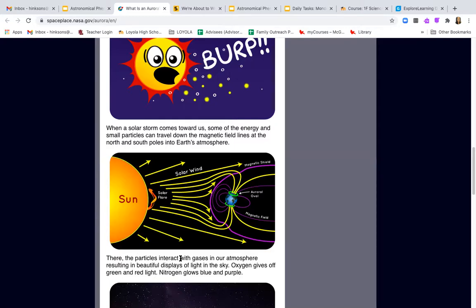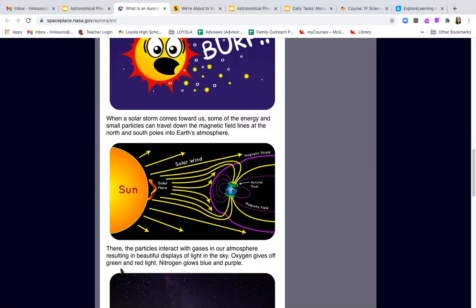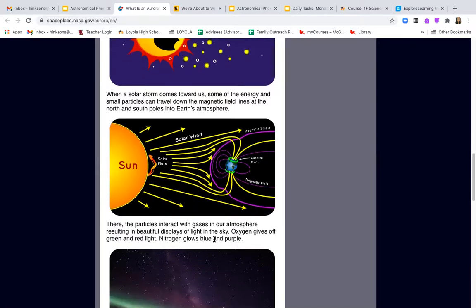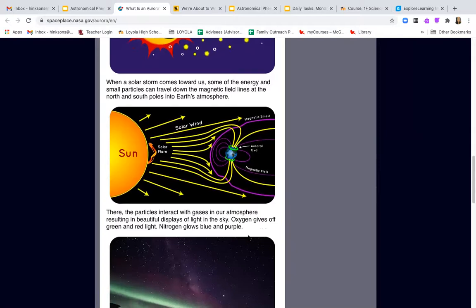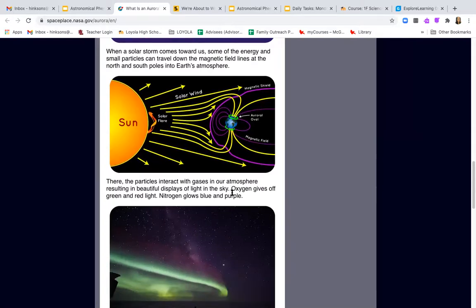There, the particles interact with gases in our atmosphere, resulting in beautiful displays of light in the sky. Oxygen gives off green and red light. Nitrogen glows blue and purple. So these are gases, right? Oxygen's a gas, nitrogen's a gas.